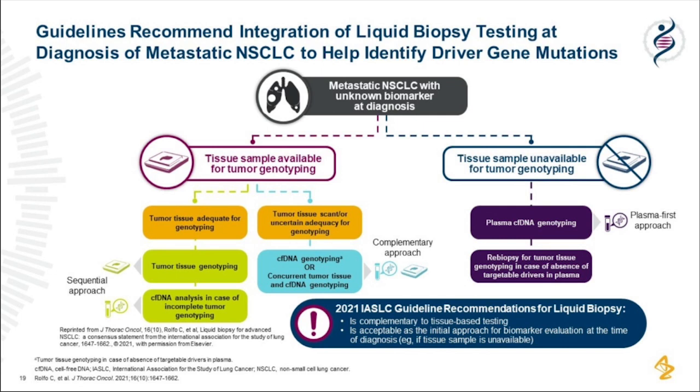If tumor tissue is scant or of uncertain adequacy for genotyping, then you want to take a complementary approach where you're doing the plasma testing concurrently. Now, of course, if the tumor sample is unavailable for tumor genotyping, then you just want to go with the plasma-first approach and get it worked up from there. You may want to consider rebiopsy for tumor tissue genotyping in the case of absence of targetable drivers in plasma. So if the plasma sample comes up as negative, then you might want to revisit going after tissue again.